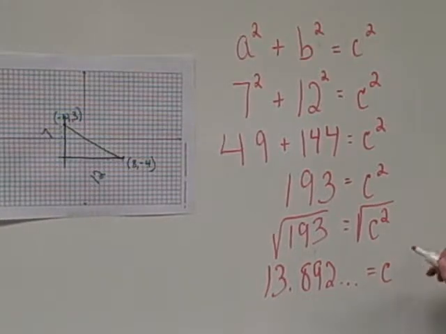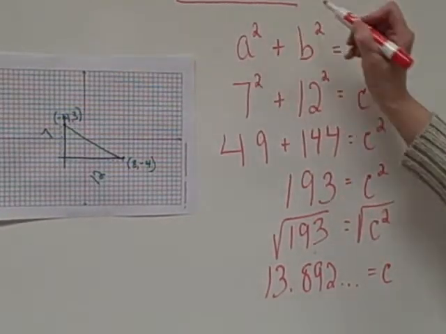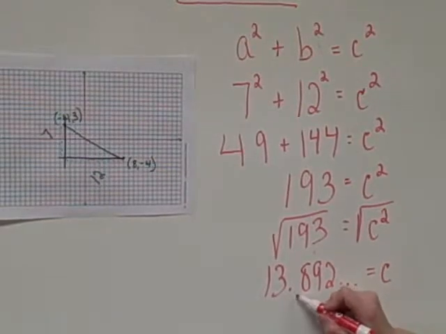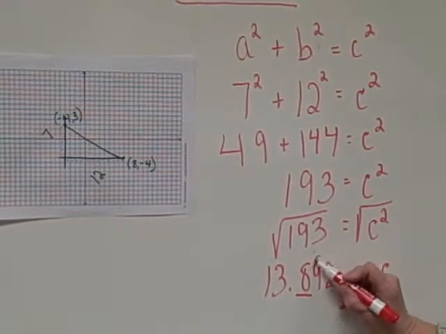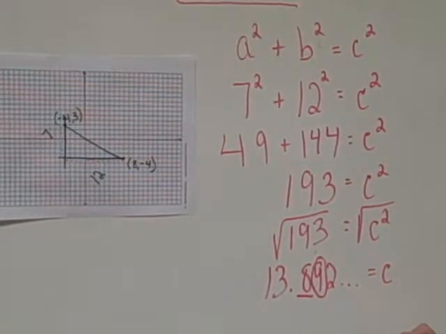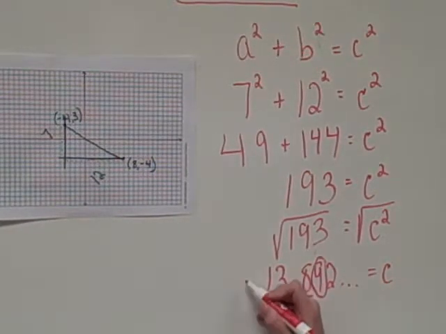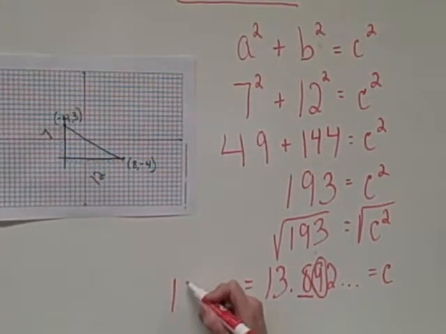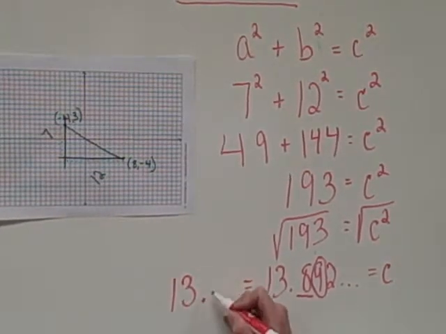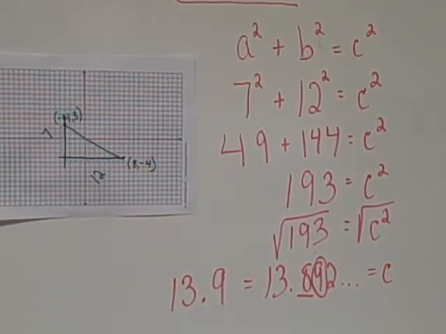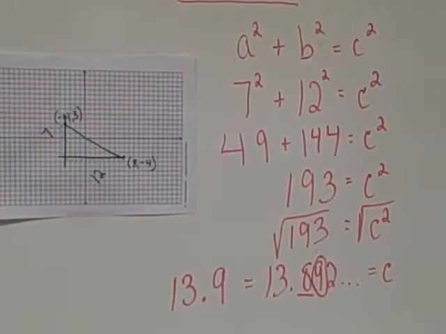Directions tell us to round to the nearest tenths place. So when I look at this decimal number, the 8 is in the tenths place. The 9 tells the 8 what to round to. And since 9 is going to tell the 8 to go up 1, my rounded answer is 13.9 is what my c is equal to. So the distance between these points is 13.9 units.